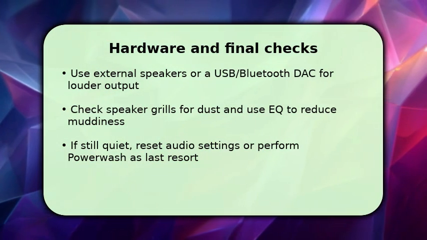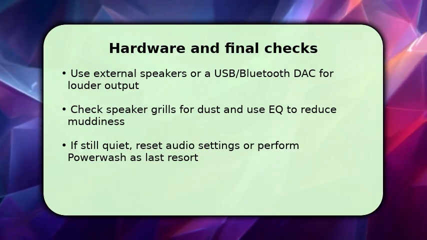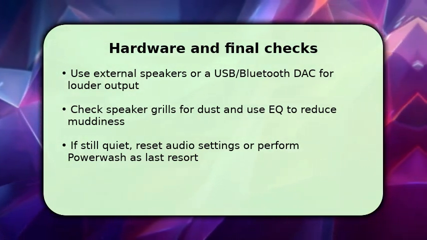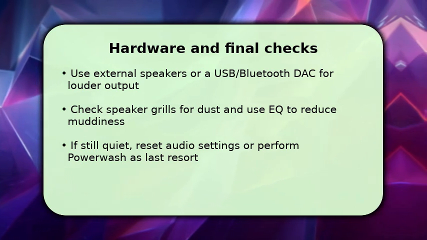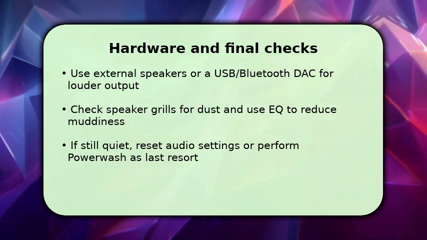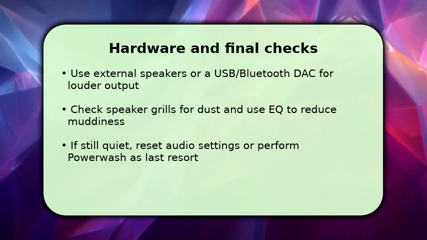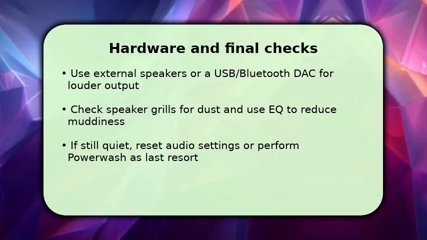Finish by addressing hardware and final verification. Plug in powered external speakers, a USB DAC, or a Bluetooth speaker for immediate volume gain. These bypass weak internal amps. Once connected, tweak the equalizer to boost highs and mids for clearer volume without harsh distortion. Make sure speaker grills are clean.